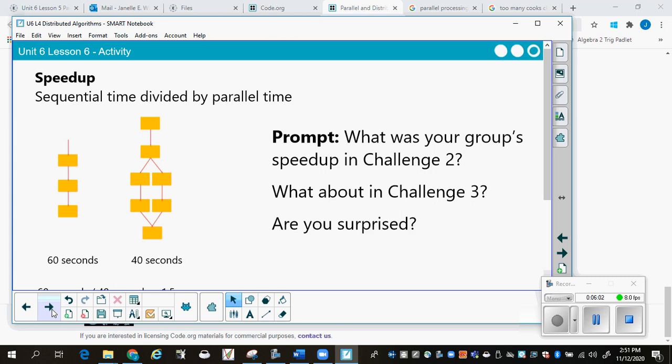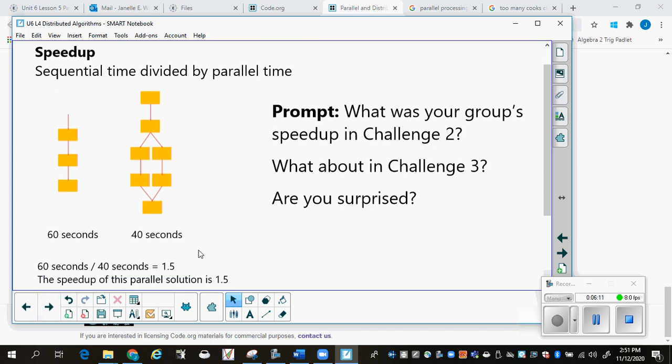Okay? Speed up. That's the sequential time divided by parallel time. So sequential time divided by parallel time. If we look at our card sorting activity, and let's say it took 60 seconds to sort the cards the first time, and the second time it went with two people, it was 40 seconds, that means our speed up was 1.5. What was your group speed up in challenge 2? And what about challenge 3? Are you surprised that when you added another person, you didn't go twice as fast? Or when you added 4 people, you didn't go 4 times as fast?